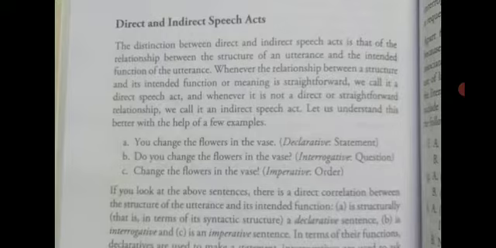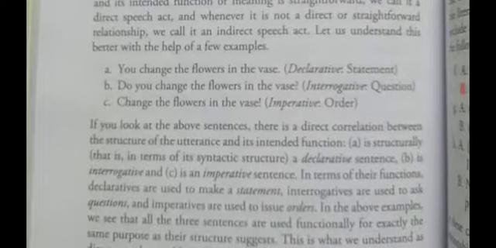Whenever the relationship between a structure and its intended function or meaning is straightforward, we call it a direct speech act. And whenever it is not a direct or straightforward relationship, we call it an indirect speech act. Let us understand this better with the help of a few examples.